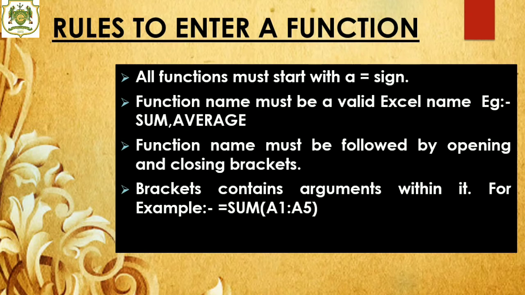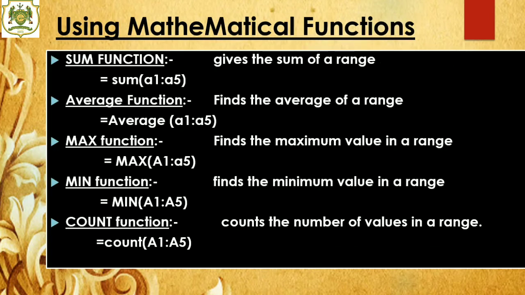Third, the function name must be followed by opening and closing brackets. As I told you, all the functions should have the arguments or the values inside it. That means it should have the opening brackets and closing brackets also. It should also contain the arguments inside it. For example, if I am going to find out the total, then it should be in this manner: equals to sum bracket A1 colon A5. What is this A1 colon A5? It simply specifies the range of the cells in which I want to find out the total of the Excel sheet. Now let's see a few of the mathematical functions which we can use in Excel.